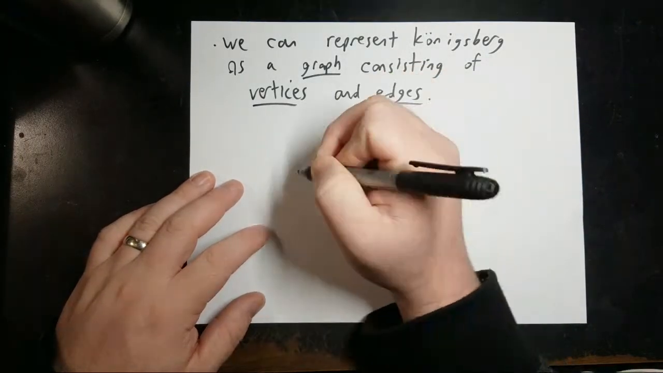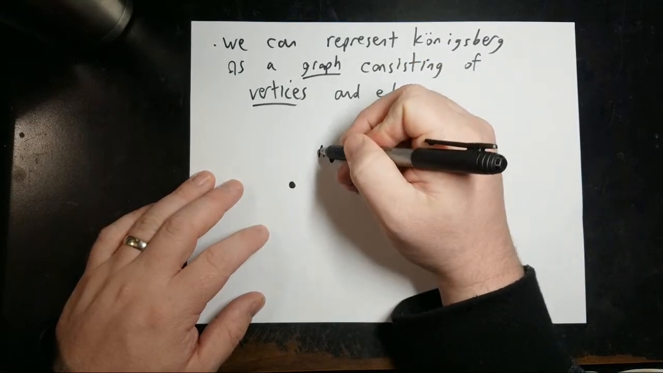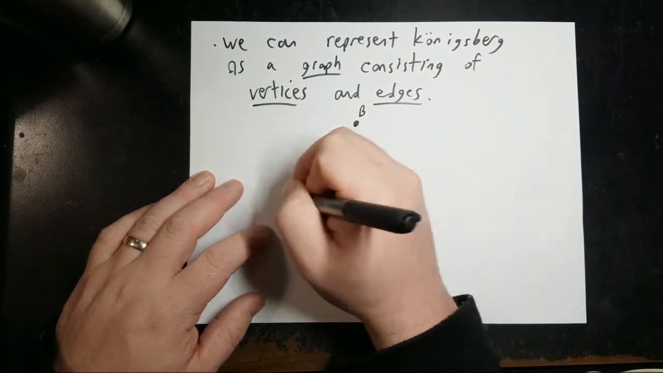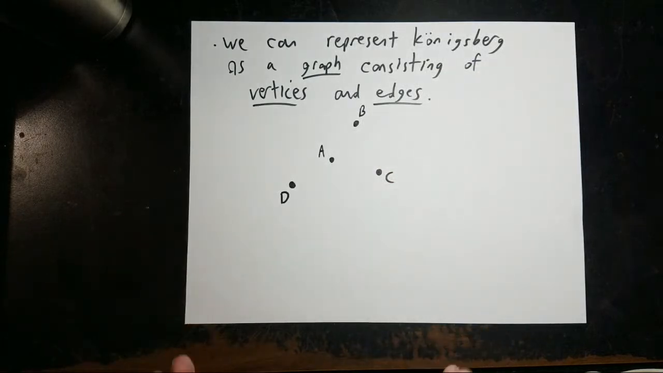So we can represent it in a different way. I'm going to draw this picture with an A, a B, a C, and a D. This is kind of how the picture was.